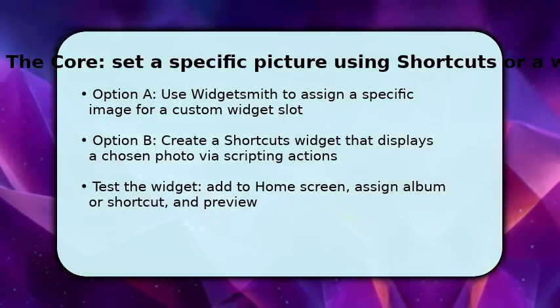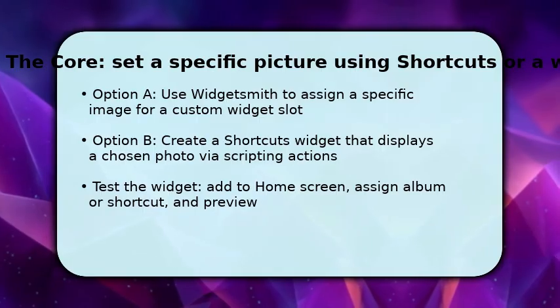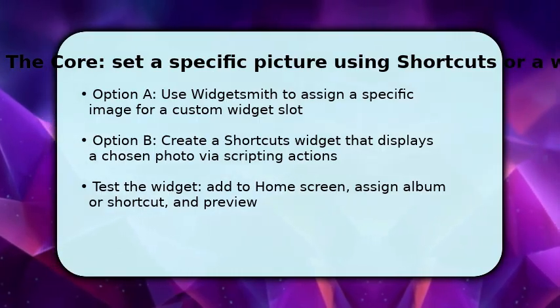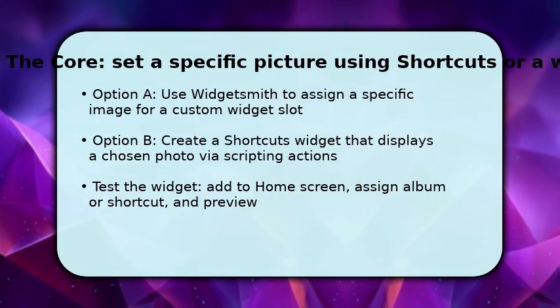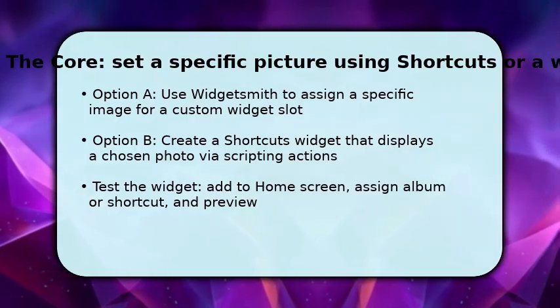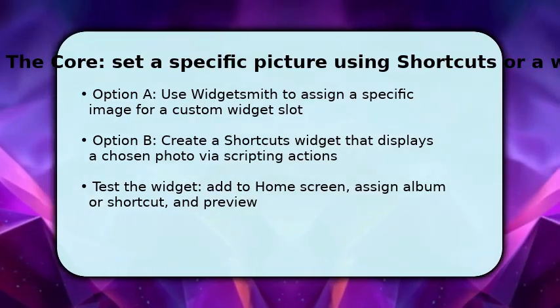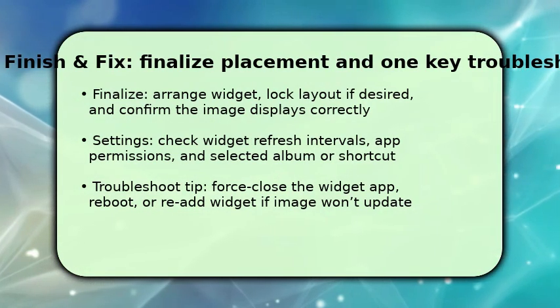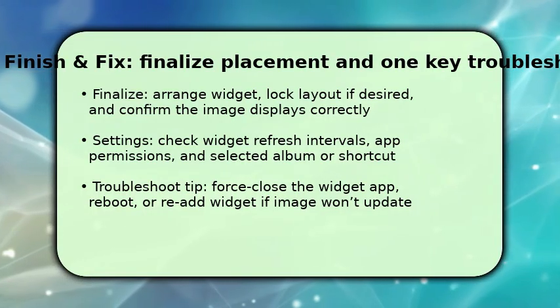If you prefer shortcuts, create a shortcut that uses the Show Image or Quick Look action, point it to your photo, then add the shortcut as a widget. Make sure permissions for photos are granted and verify the preview. Finish by positioning the widget precisely and confirming the chosen image appears.